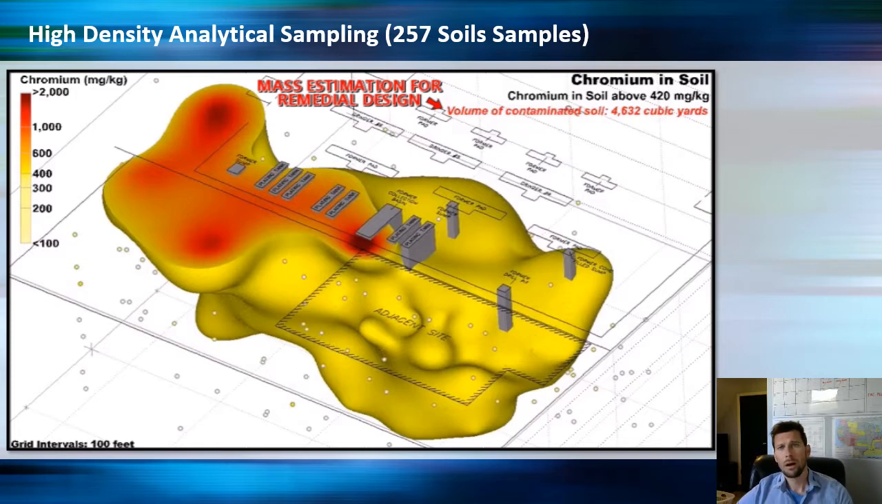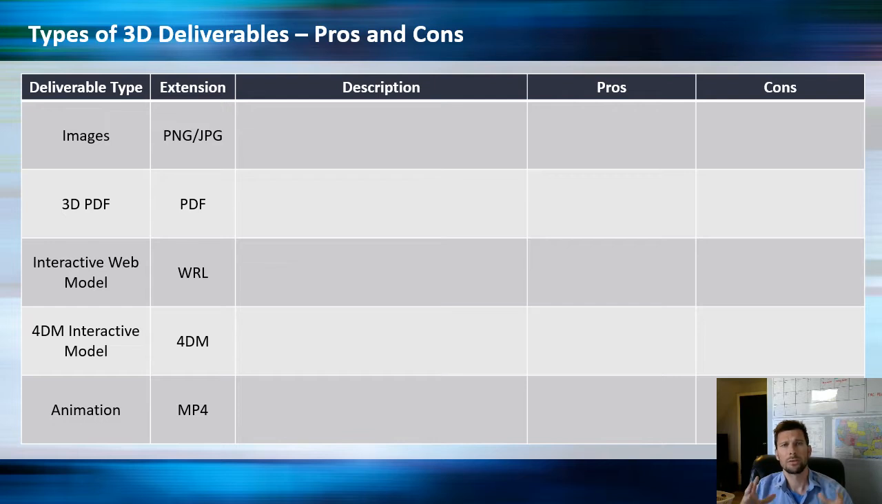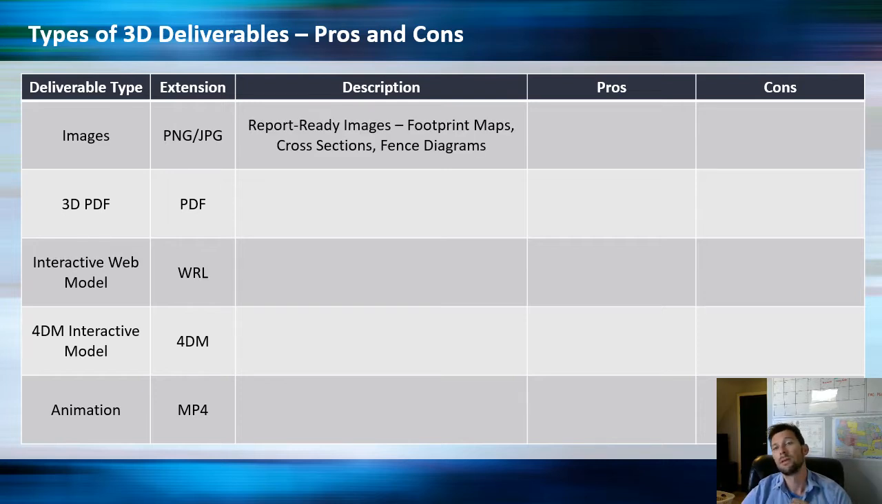So now, the next phase of our presentation, sort of the types of 3D deliverables that can be digitally delivered to you from one of these investigations, and the pros and the cons from them. So first and foremost are images. These are basically report-ready images like footprint maps, cross sections, or three-dimensional fence diagrams that you could essentially take a screenshot of this 3D model and use it in reports.